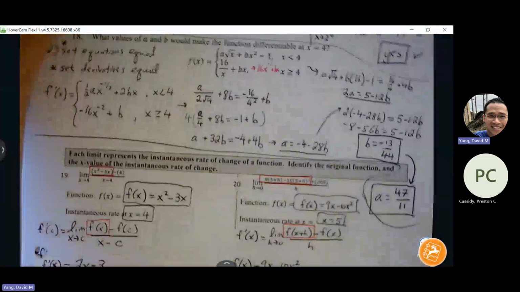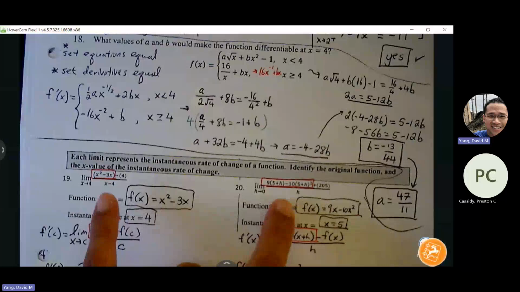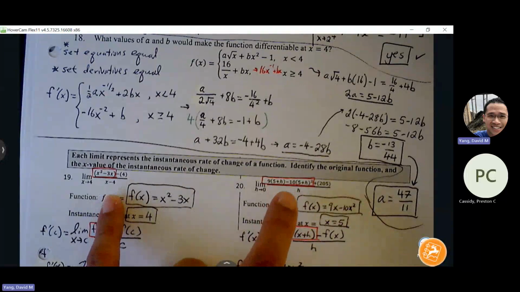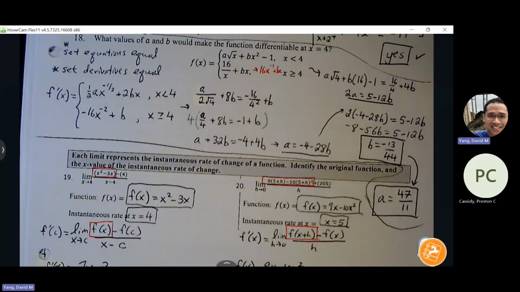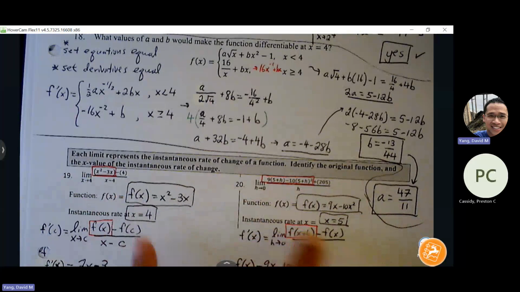It's also good that you memorize the limit definition of the derivative and the alternative definition of the derivative and just know how to use them. There may be a question where it's like this, but then there may be a question where I'm asking you to set it up.